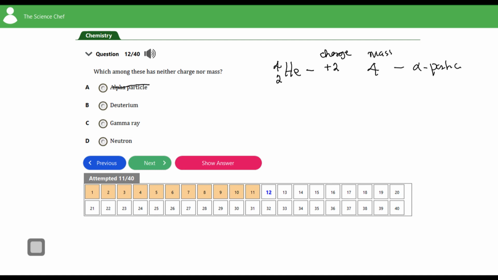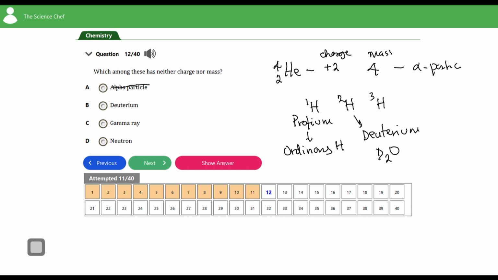Deuterium is the isotope of hydrogen. Hydrogen has 3 isotopes: hydrogen 1, hydrogen 2, and hydrogen 3. Hydrogen 1 is known as protium, or what we call ordinary hydrogen, which is the common hydrogen that we know, right? Hydrogen 2 is deuterium, found in what we call heavy water, D2O, while hydrogen 3 is tritium, which is radioactive, so it's very rare and otherwise unstable. So this deuterium here is used in nuclear reactors. But the question is, which among these has neither charge nor mass?